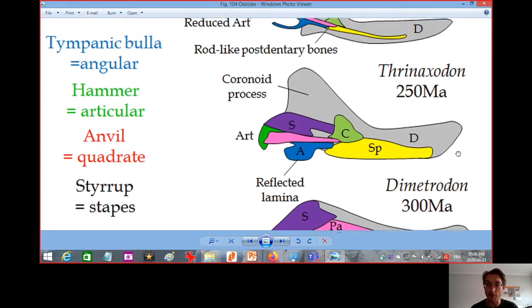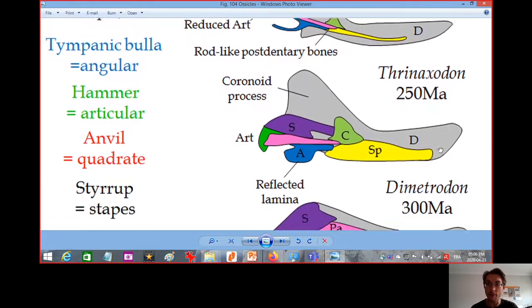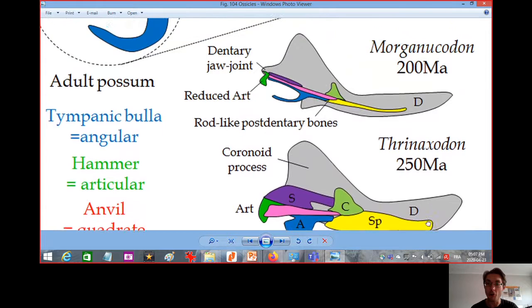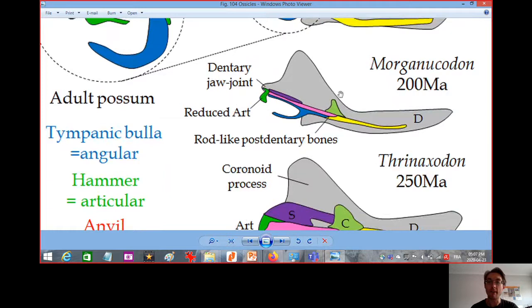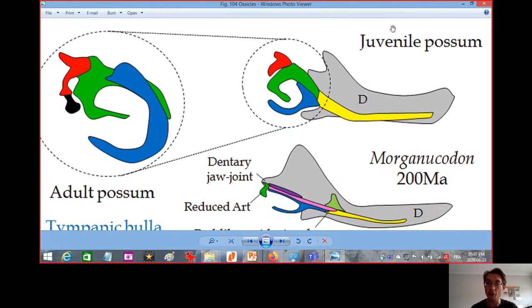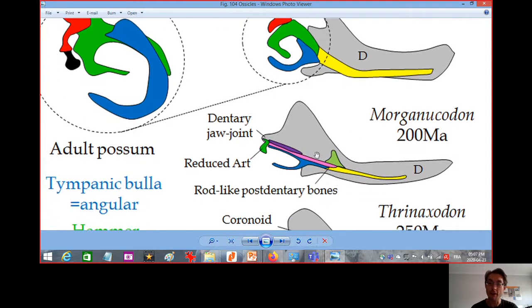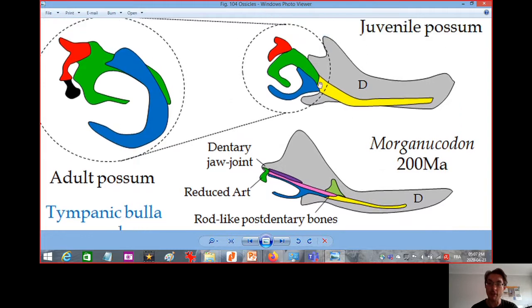What's interesting first is to look at that transformation. You can see it's very gradual. You can see how the dentary bone is taking over the lower jaw up to the point that in modern mammals there's only the dentary left. And what's very interesting is to compare the condition in Morganucodon to the condition in a juvenile marsupial like a possum. Because in the juvenile marsupial, the dentary is not the only bone that makes up the lower jaw. The lower jaw also has the equivalent of the rod-like postdentary bones, which is called the Meckel's cartilage.